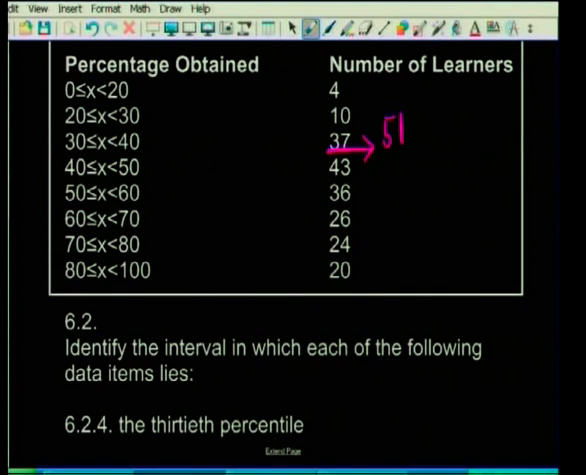So the 60th data, up to the end of this next class, I'm already at 94. So the 30th percentile, which is the 60th value, will lie in the class 40 to 50. Right, we now know about percentiles, interquartile range, quartiles.